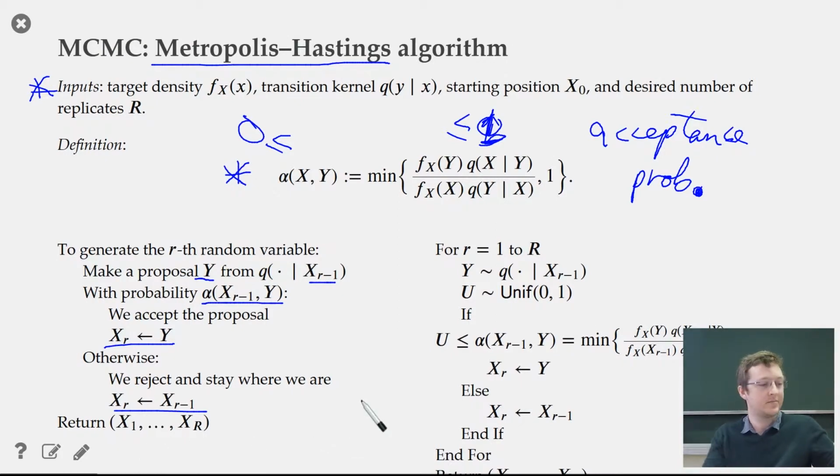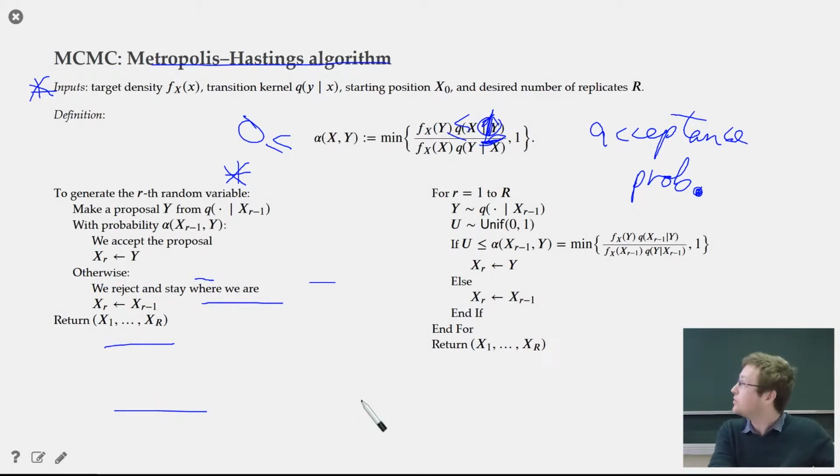And in more of an algorithmic way to look at it, it's just on the right here. For a for loop, r equals 1 to capital R, sample y from our transition kernel, sample a uniform random variable, calculate this acceptance probability, and if my uniform random variable is less than that, set x_r to be y, otherwise x_r is x_{r-1}.